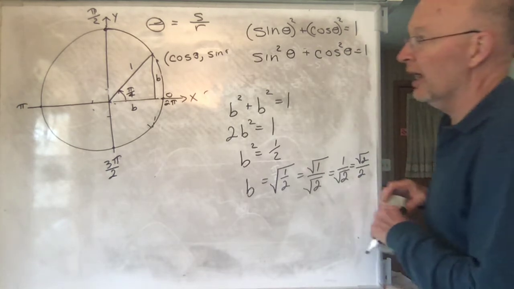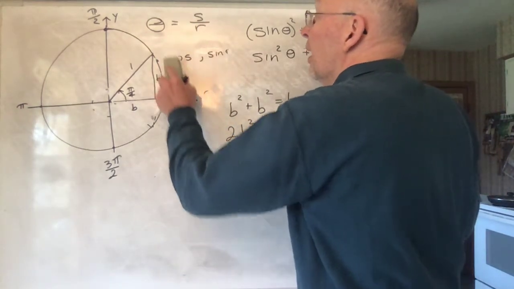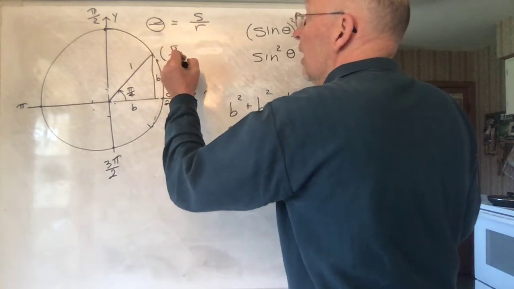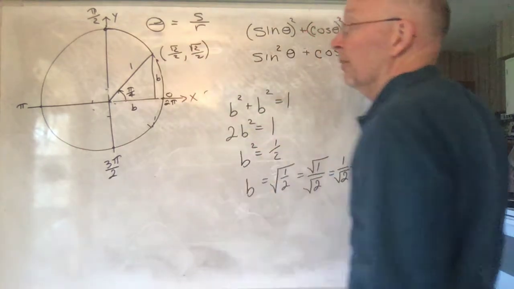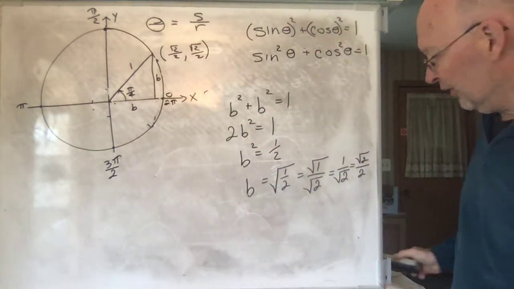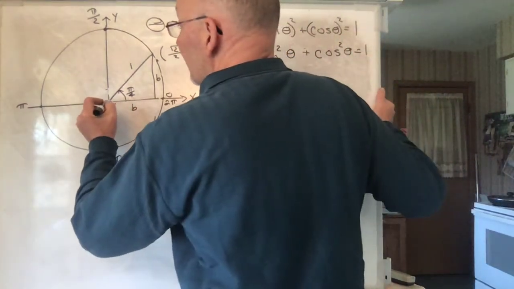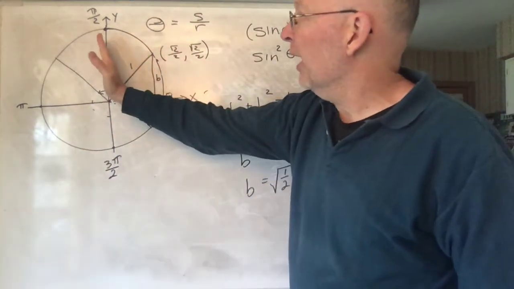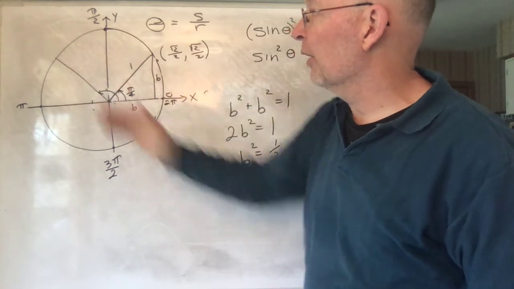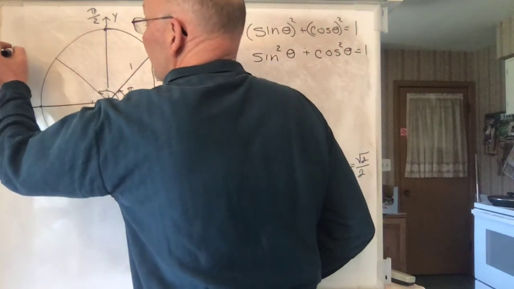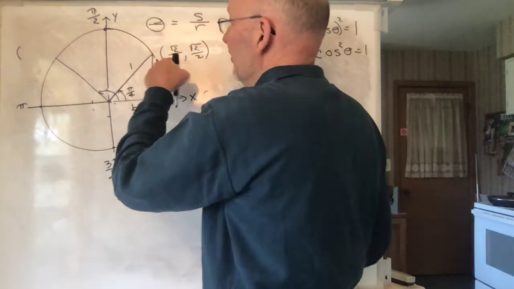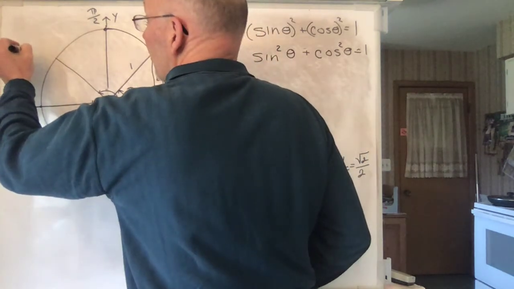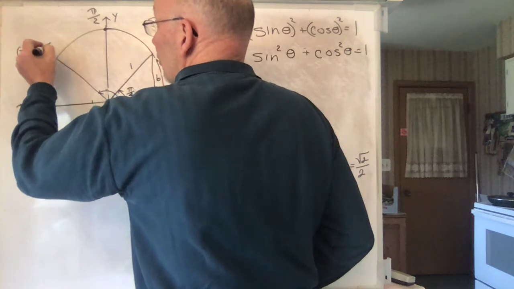So, if you're at pi over 4, then the coordinates of this point are square root of 2 over 2 and square root of 2 over 2. So now we know that one, and just from looking at, again, the symmetry of the circle, we can see what would happen if we're at this angle. That angle would be pi over 2 plus pi over 4, which is 3 pi over 4. And so the sine and cosine of it are going to be the same size as these. It's just that the cosine is going to be negative. Notice the x-coordinate is negative there. So it's going to be negative square root of 2 over 2, and square root of 2 over 2.